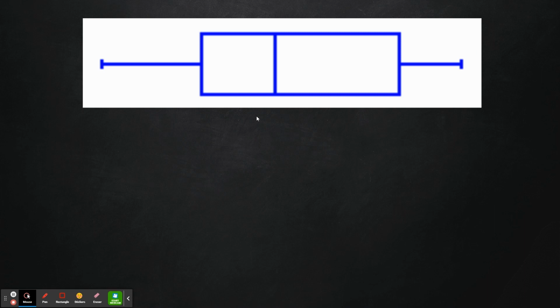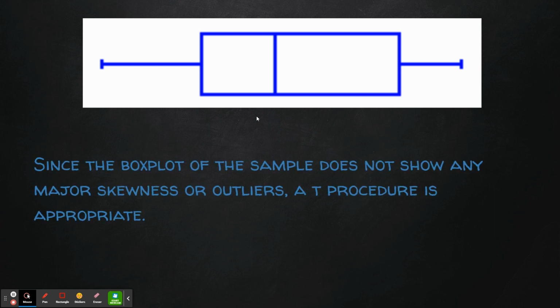There's no major skewness and no outliers. So it's possible the population is normally distributed. Our actual statement on the paper is going to say, since the box plot of the sample does not show any major skewness or outliers, a T procedure is appropriate. So if we have a small sample size, so the central limit theorem doesn't apply, and we don't know anything about the population, this is the route we're going to go.